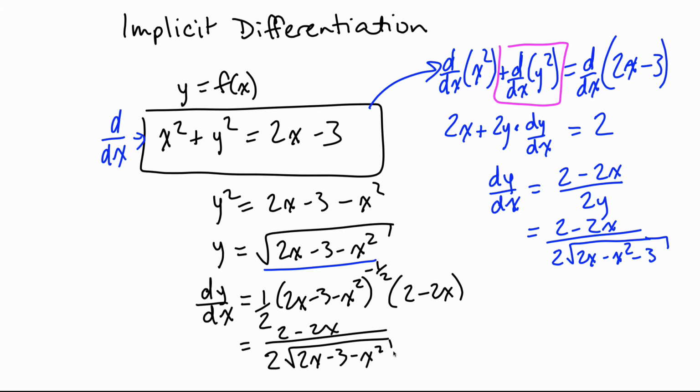Okay. So implicit differentiation is just a different looking way of getting at the same result. So implicit differentiation gets you the same answer as regular differentiation. You just do the rearranging after you take the derivative instead of before.